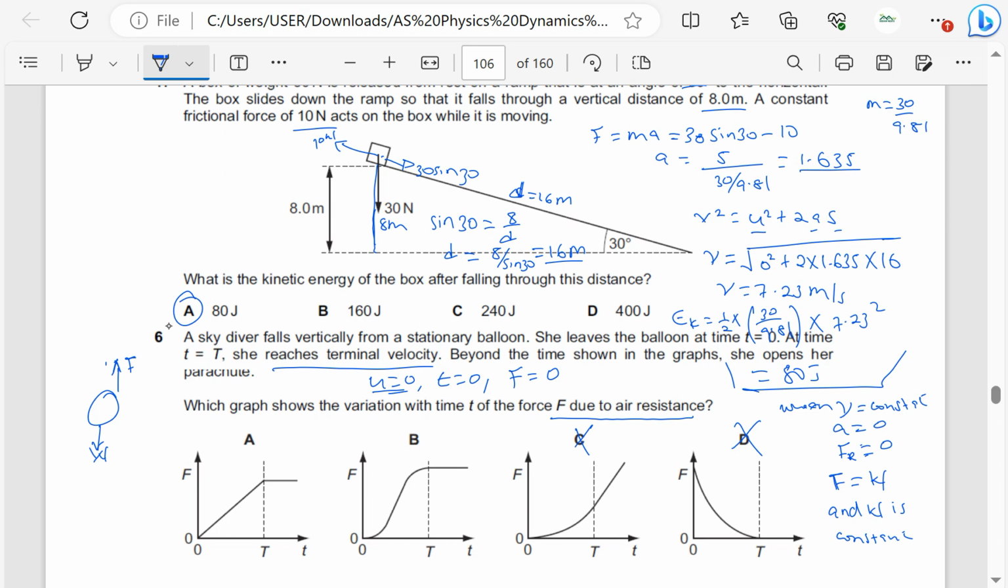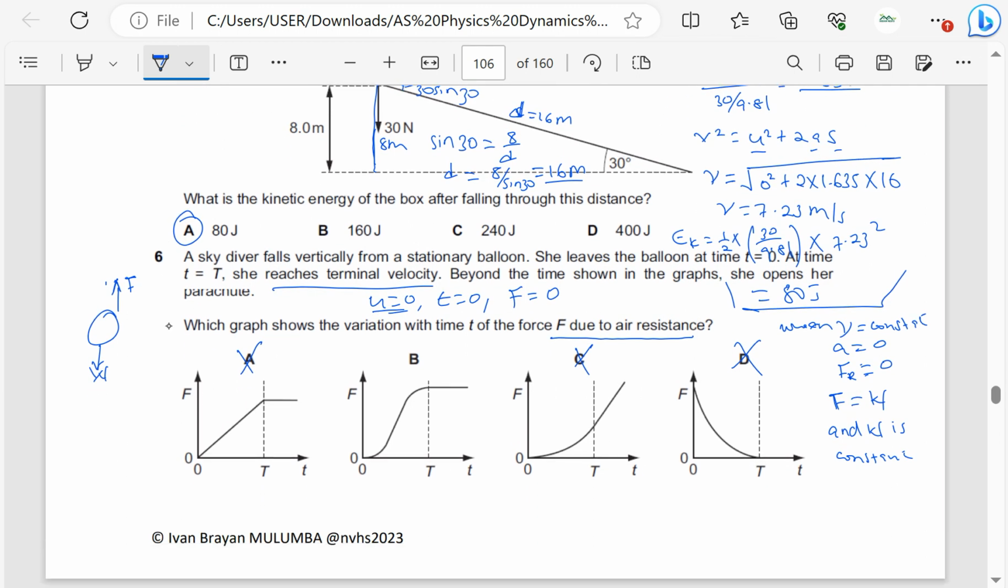Also, A is going to be wrong because we know that the force due to air resistance is directly proportional to the square of the speed. So it cannot be a straight line from the origin. So the answer is going to be B.